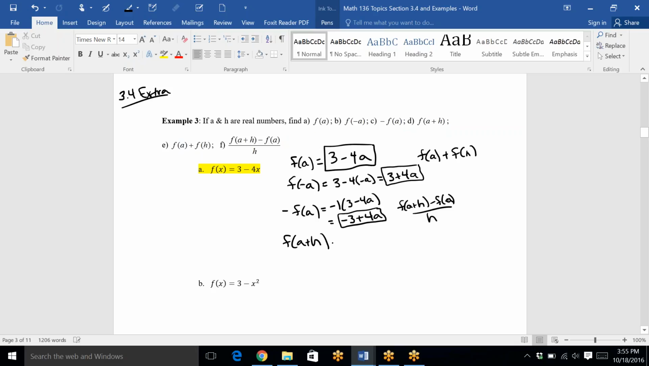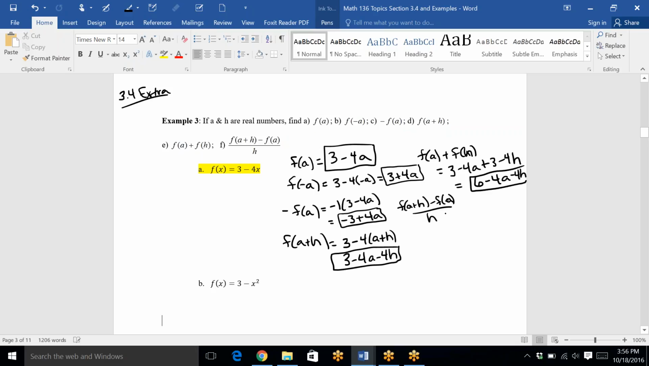F of a plus h means that we want to do a binomial where there used to be a monomial. So we think about that like this, where the a used to be. And that needs to get distributed. So that would be minus 4a minus 4h. 3 minus all of that. And then this one says do two separate things. Do f of a and then f of h and add them together. So that would be 3 minus 4a plus 3 minus 4h, like terms of 3. So that would be 6 minus 4a minus 4h.